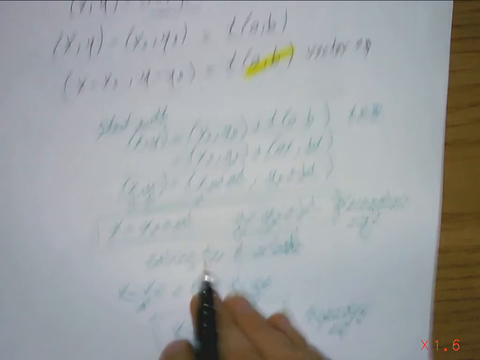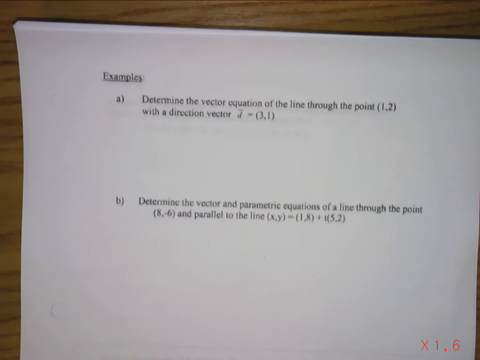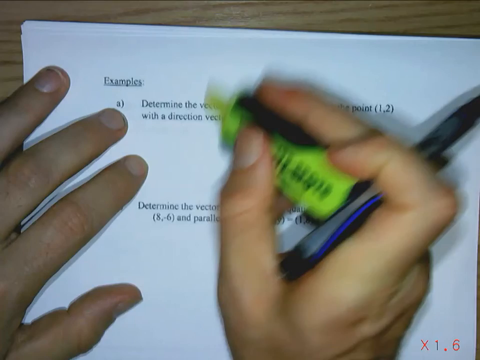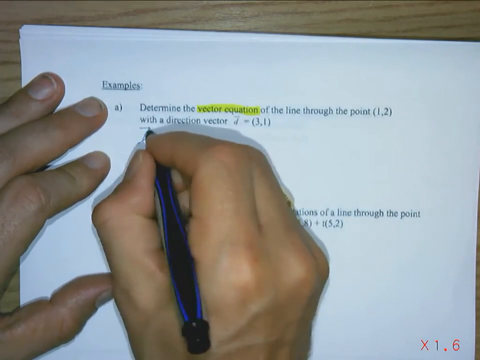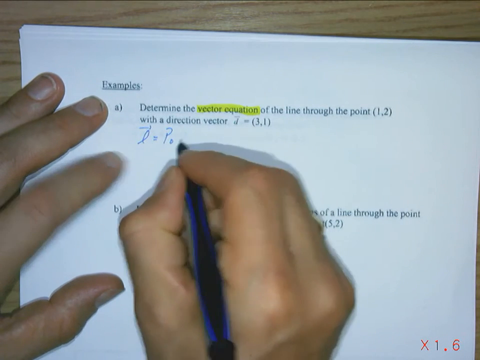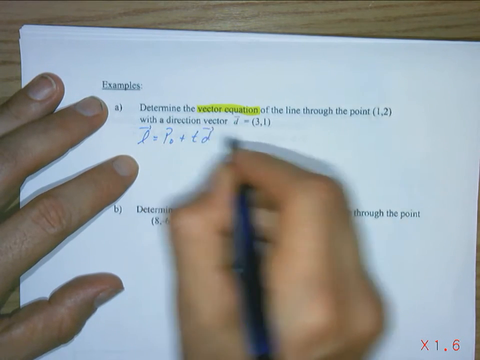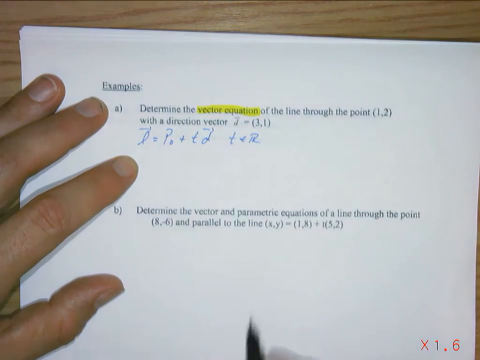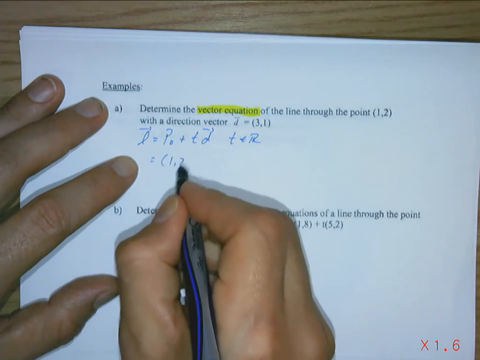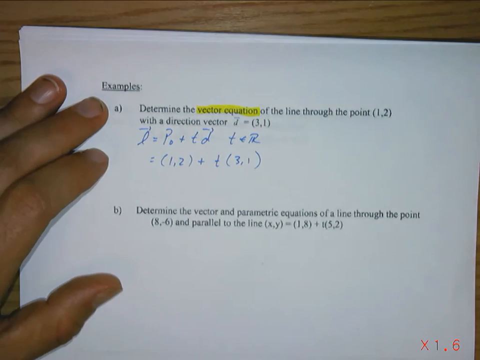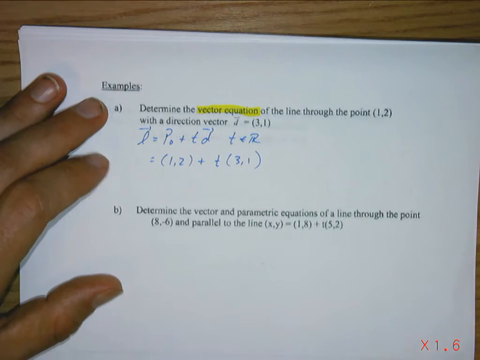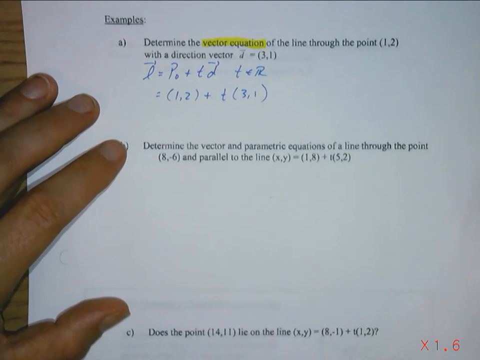Okay, back to our questions. Determine the vector equation through the point 1, 2 with a direction of. So it wants a vector equation. That's the first thing I'm going to point out to you. So the formula for the vector equation is going to be L equals a particular point plus TD, where t is an element of the real numbers. So it's going to be 1, 2 plus t 3, 1. Ladies and gentlemen, I'm done. That's it. Moving on. Determine the vector and parametric equations.